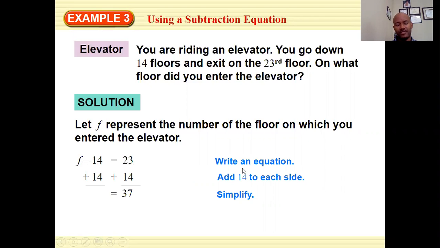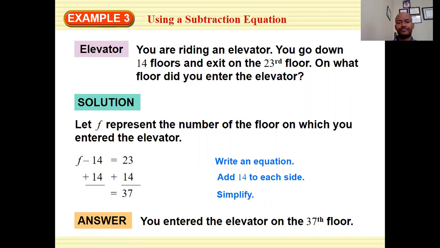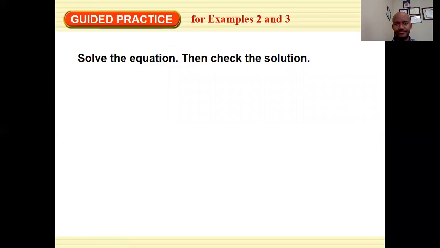Once we have our equation, the rest of it should be a piece of cake. It's all about doing the inverse operation, adding 14 to both sides. So our answer is 37. You came out on the 37th floor.